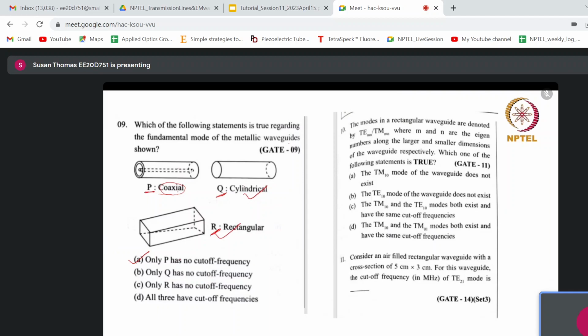Cylindrical and rectangular waveguides are single conducting structures. So in this kind of structures, there will be cutoff frequency. And in these two, the TEM mode of propagation does not exist, or it is not possible. Whereas in case of a coaxial cable, TEM mode of propagation exists. In that case, there will be no cutoff frequency. So in two conductor systems like coaxial cable, TEM mode is possible and there won't be any cutoff frequency.